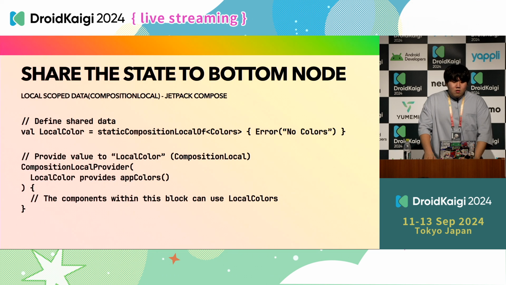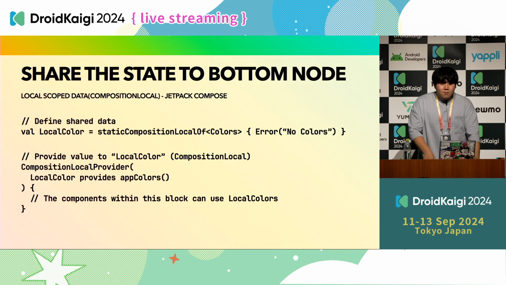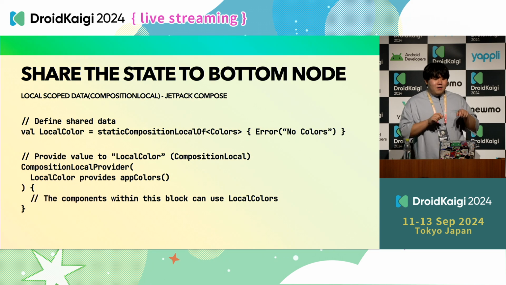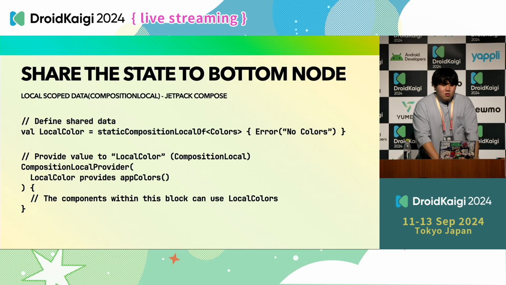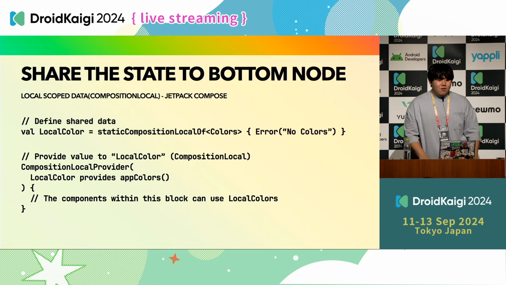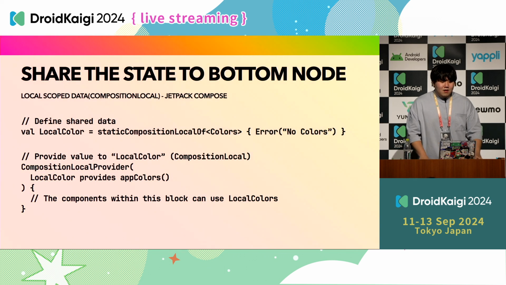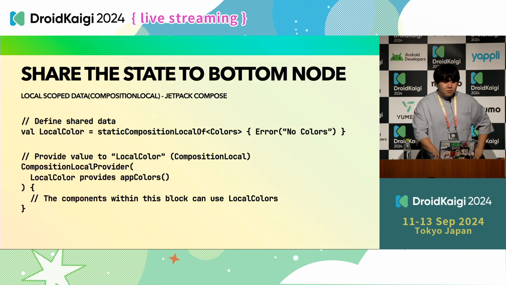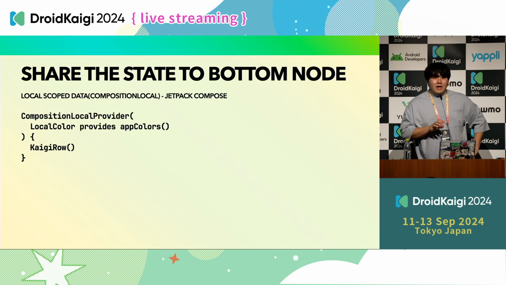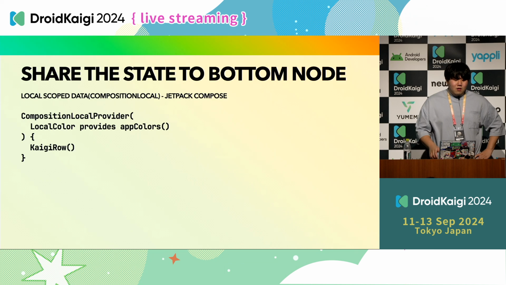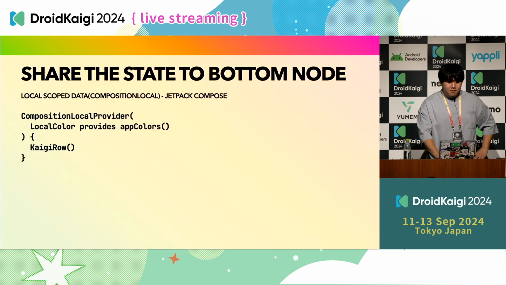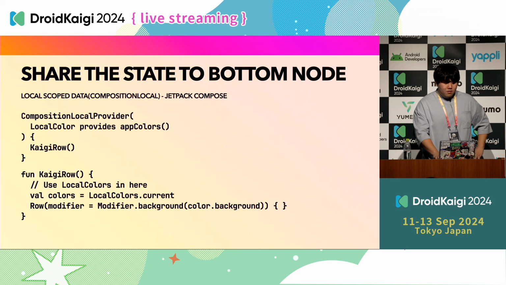Next, through composition local provider, you can declare what value should be provided through composition local. The first parameter of composition local provider is a vararg, so you can declare as many values as you need. Only the components within the trailing lambda scope can access the values provided by the composition local. If you want to use provided values, just use composition local's current property. Like this.